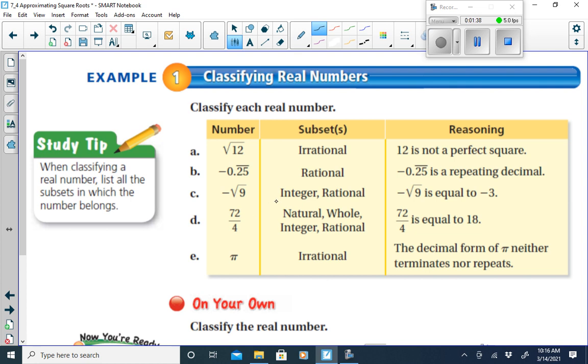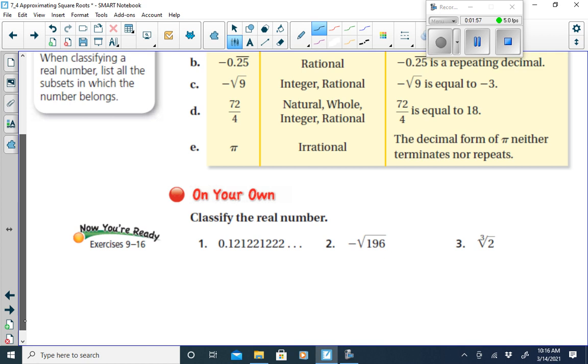72 over 4, that is a rational number because it can be written as a fraction of two integers, and 72 over 4 is equal to 18. Pi is an example of an irrational number. The decimal form of pi neither terminates nor repeats.